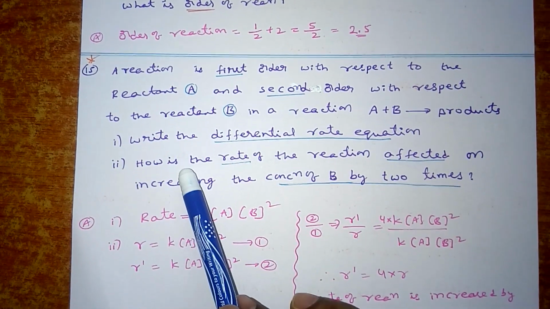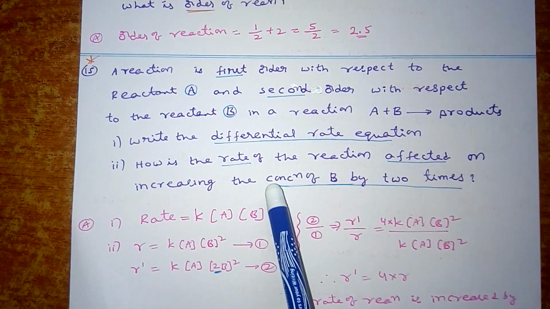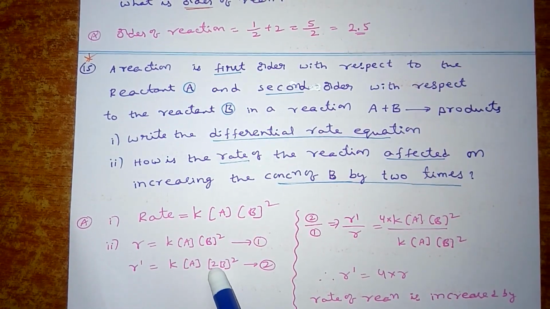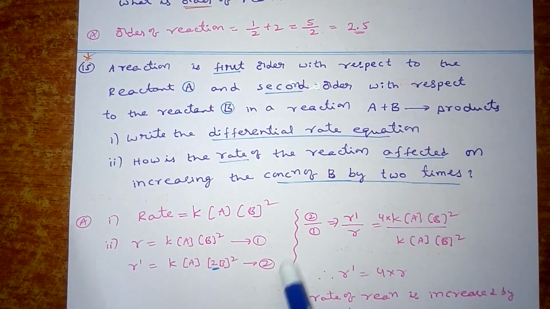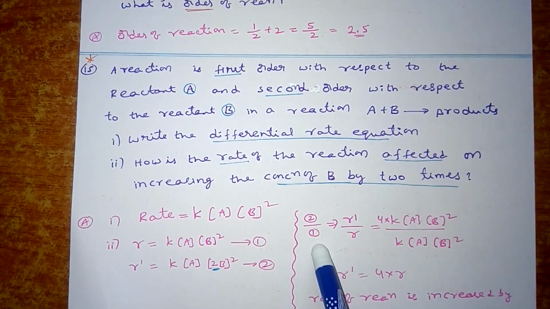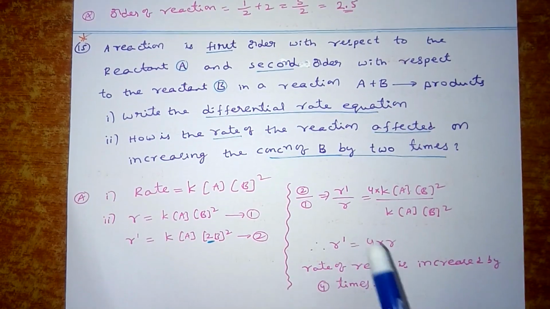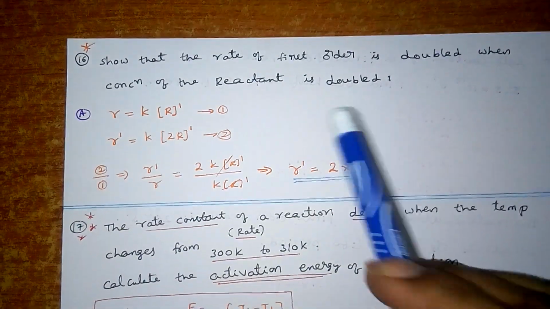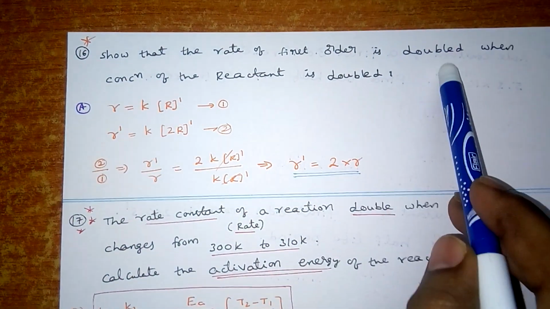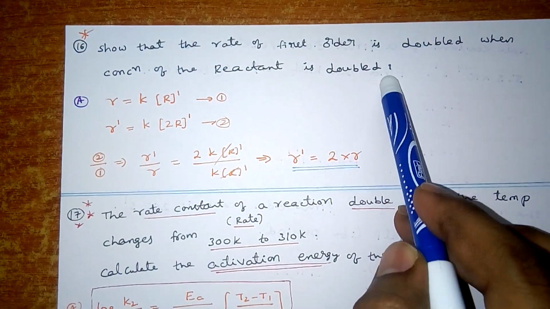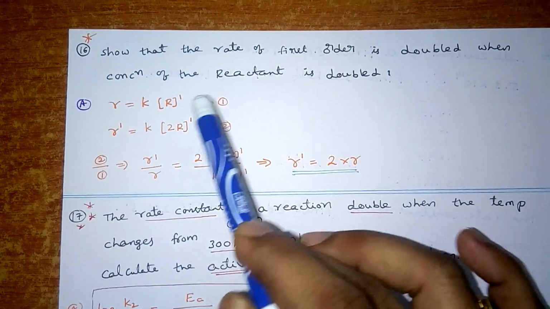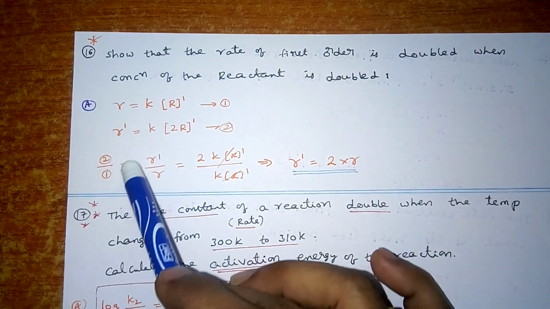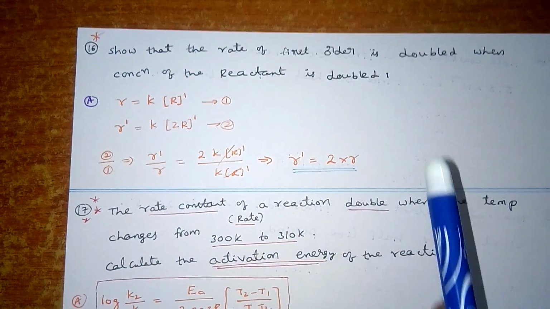And one more thing, right? How is the rate of reaction affected on increasing the concentration of B 2 times? See, if you increase the concentration of B 2 times, then you will get equation 2 here. If you solve equation 2 by equation 1, you will get the answer: rate of reaction increased by 4 times. Next question, show that rate of first order reaction is doubled when concentration of reactant is doubled. Here it is the first order reaction. If concentration is doubled, you will get equation 2. If you solve equation 2 by equation 1, you will get the answer.